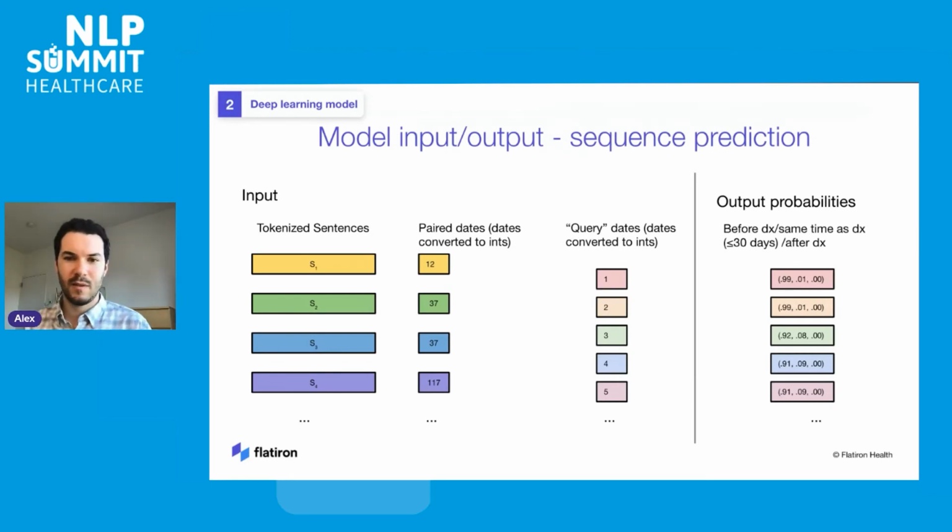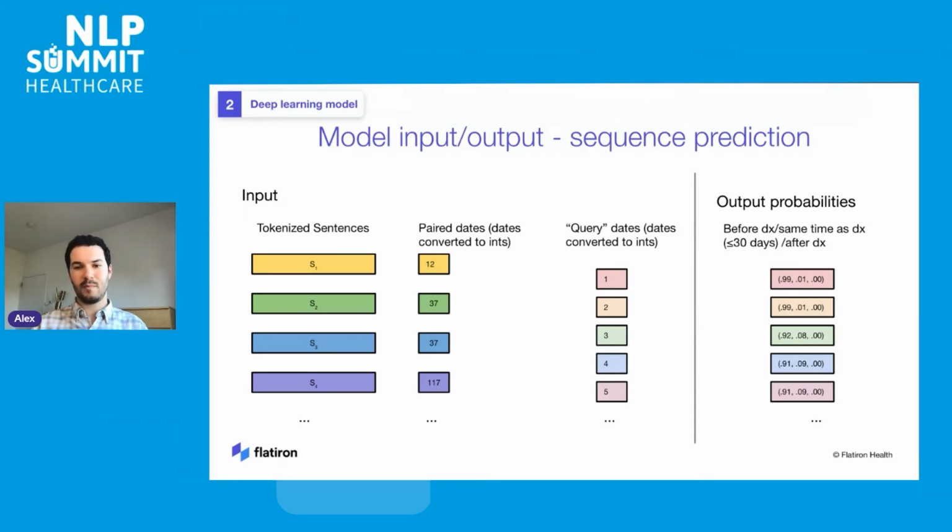So given these characteristics, we actually structure our model as a sequence prediction problem over a series of query dates, which is basically all of the dates where we want the model to make a prediction. We'll input the list of query dates to the model along with the tokenized sentences and their dates. And for each query, we'll ask the model to output 3 predicted probabilities. We'll ask it to output the probability that the query is more than 30 days before the diagnosis, the probability that it is within 30 days of the diagnosis, and the probability that it is more than 30 days after the diagnosis. To choose the query dates, we'll use any date that's within 30 days of at least one sentence date and input those all into the model.